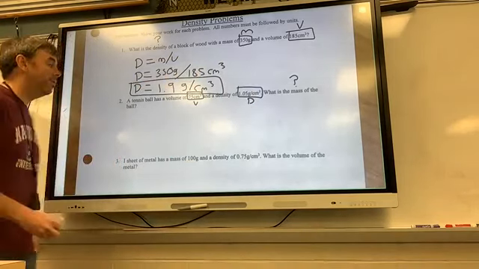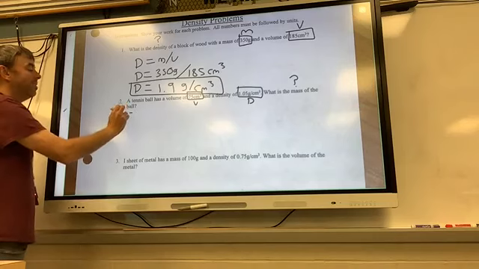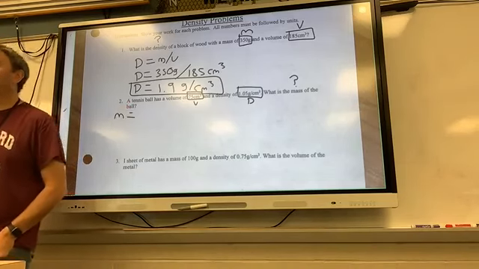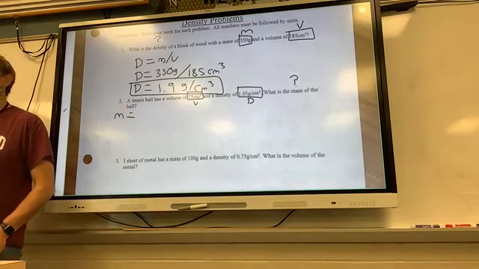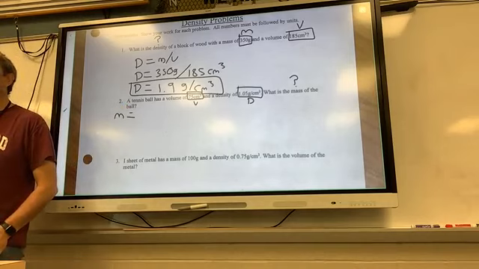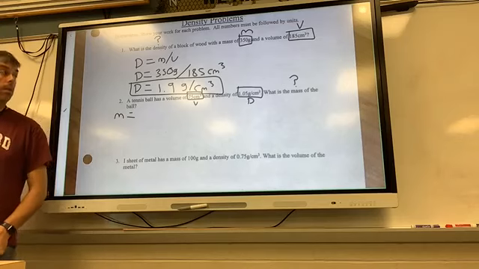Do we have an equation for mass on our yellow sheet? Yeah. Aiden, what is it? What's the equation for mass on your yellow sheet?